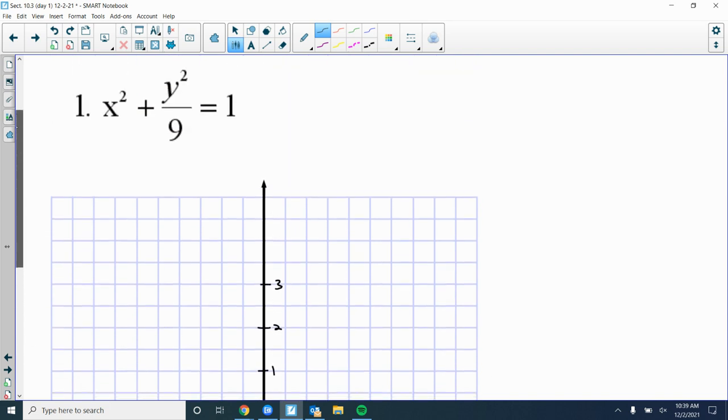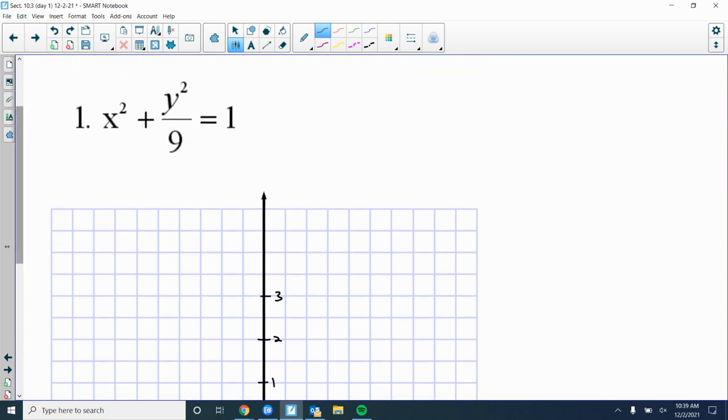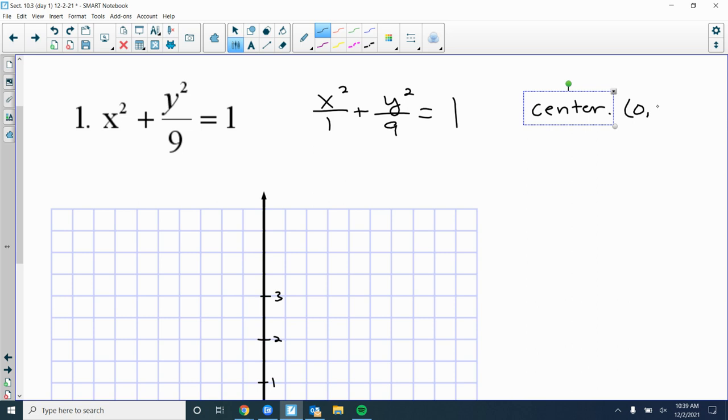All right, in this case it doesn't have a number underneath there, but that's just a 1. So make that x squared over 1 plus y squared over 9 equals 1. Where's the center at? If it's just an x squared and just a y squared, the center's at 0, 0. Center: 0, 0.